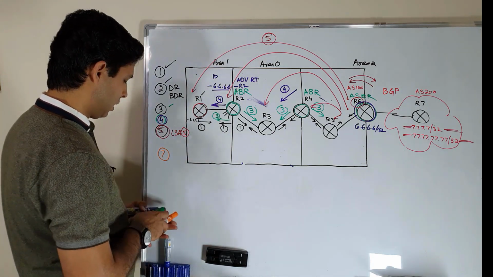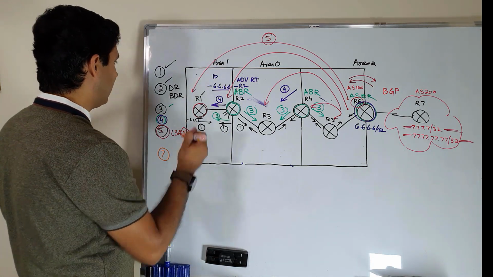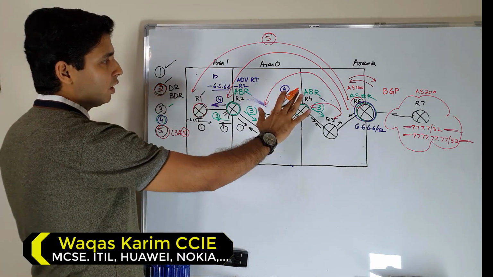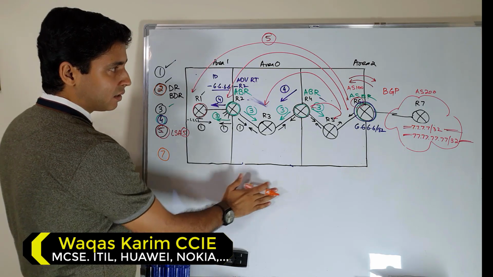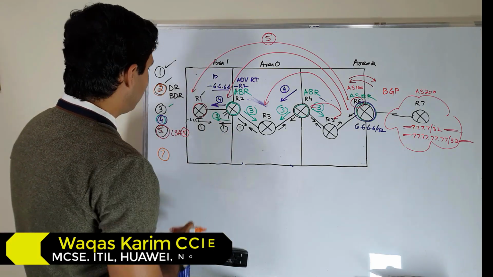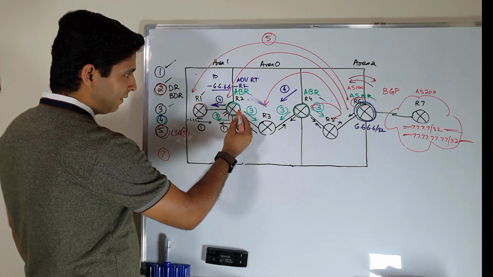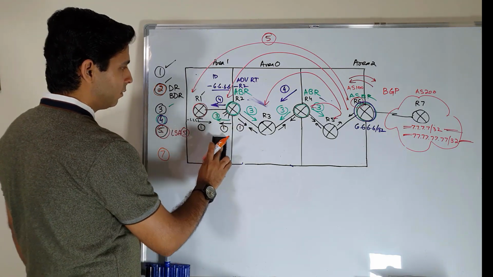So let me go back to LSA type 2, which I have parked for a while because it was different. We need to clear our basic understanding about the basic LSA types. DR and BDR is a special type. For this one, let me draw a topology. Let's say this is a router.